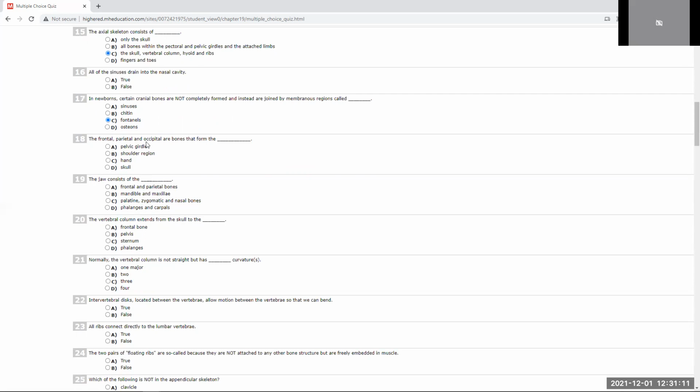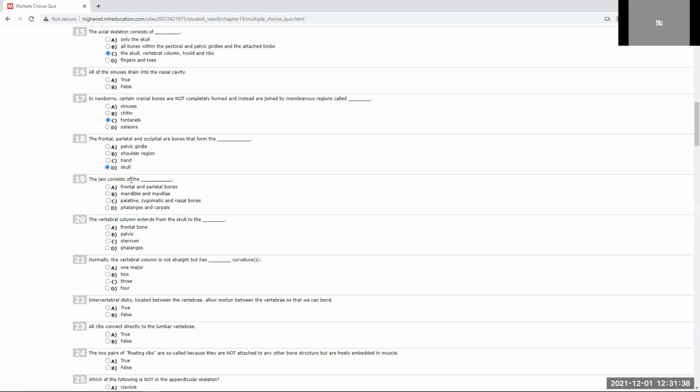18, the frontal, parietal, and occipital bones are bones that form the what? Skull. Yeah, you find all of them. Where would you find the occipital? The back of the head. Yeah, right. So always remember cow tail. That's the occipital bone. Ox, it sounds like an ox, which is like a cow. Cows have tails, and right, so it's the skull.